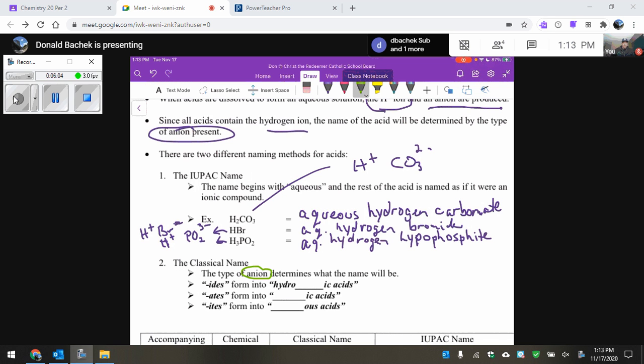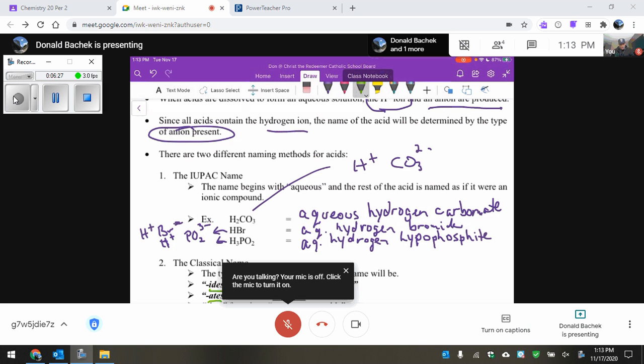So again, we know that all acids are aqueous hydrogen. So that doesn't really matter to me a whole lot. What I'm going to focus on now is the negative ion. If it ends in "ide", I'm going to change it to hydro-blank-ic acid. If it ends in "ate", I'm going to change it to ic acid. And if it ends in "ite", I'm going to change it to OS.